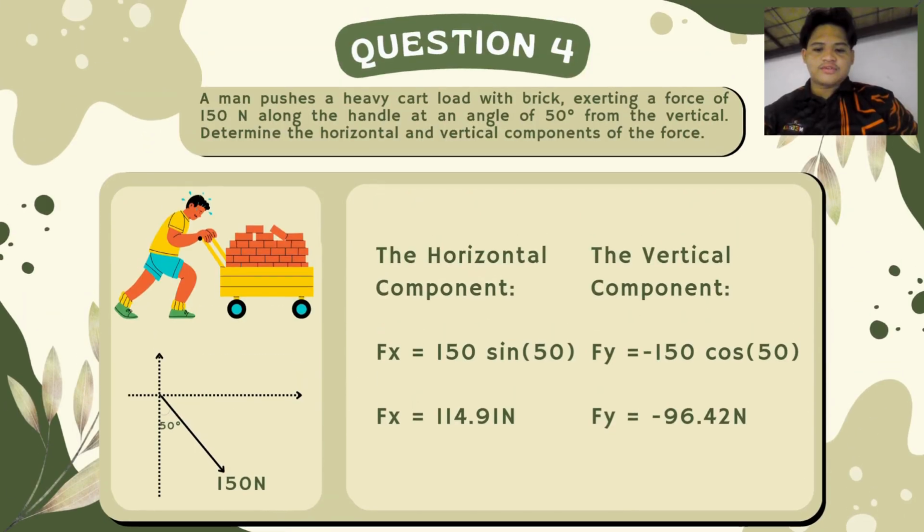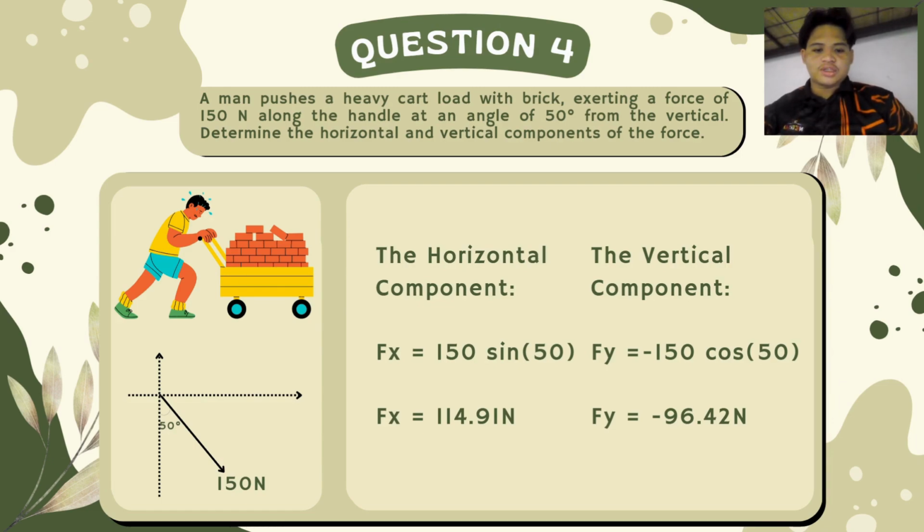Okay, question 4. A man pushes a heavy cart load with a handle, exerting a force of 150 Newton along the handle at an angle of 50 degrees from the vertical. Determine the horizontal and vertical components of the force.